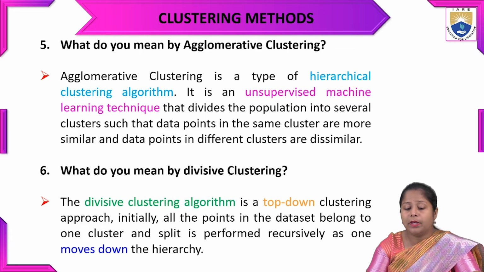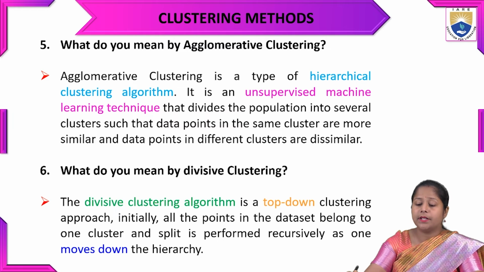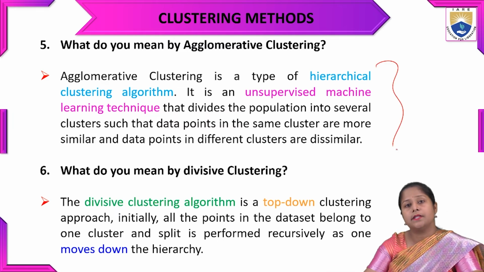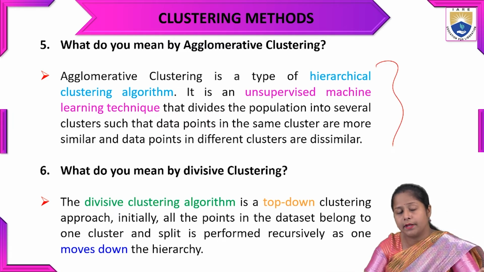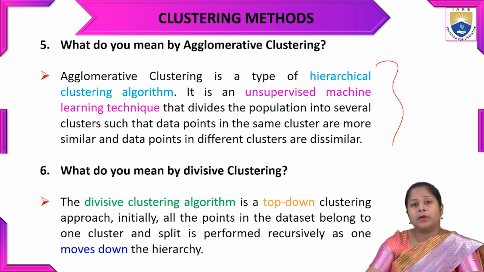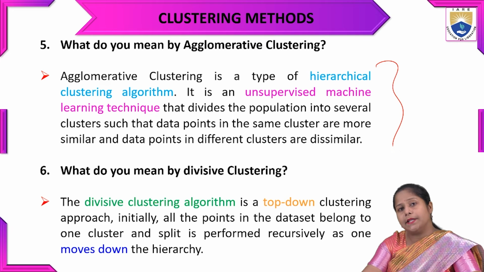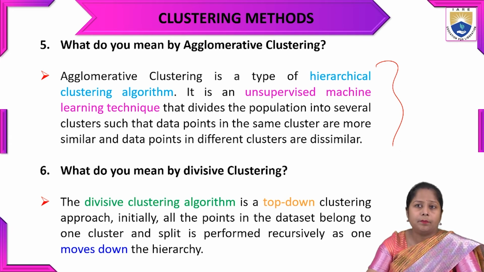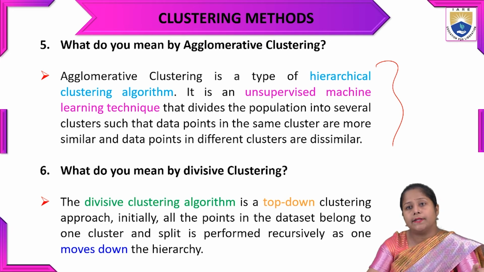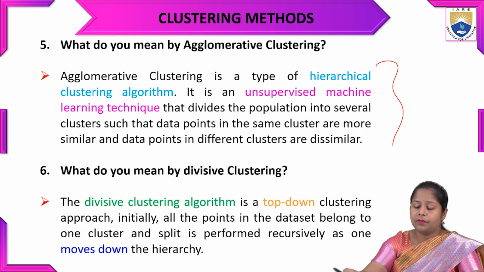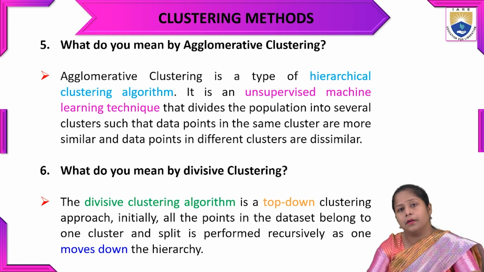Next is, what do you mean by agglomerative clustering? Agglomerative clustering is a type of hierarchical clustering. It is a sub part of hierarchical clustering. It is an unsupervised technique that is going to divide the population into several clusters such that the data points in the same cluster are more similar, and data points in different clusters will be dissimilar. On the basis of similarity and dissimilarity, it will work.